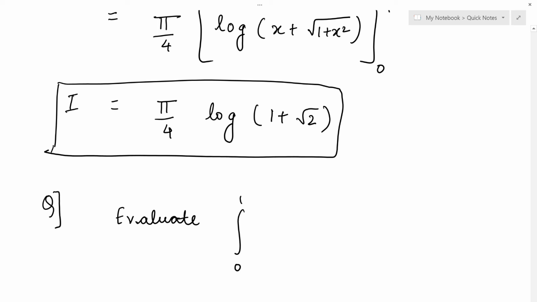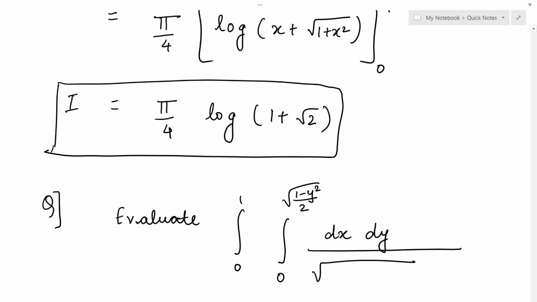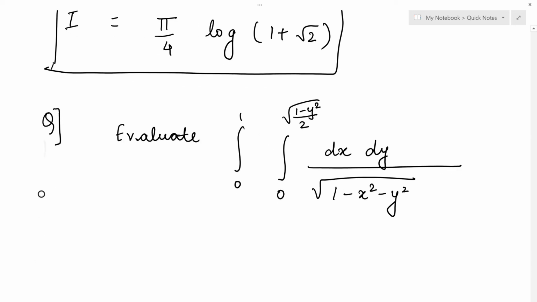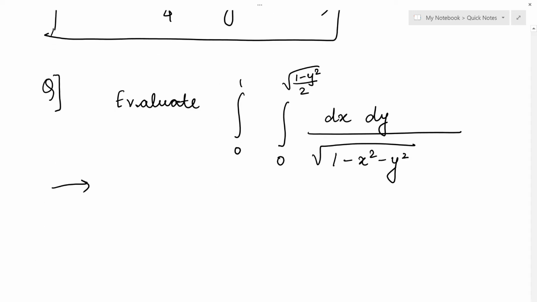Let us take one more example. Integration 0 to 1, then 0 to under root of 1 minus y square by 2, and the integrand denominator is under root of 1 minus x square minus y square. Again, I hope you can do this on your own now. No need to take help from me. But still, let me solve this sum.